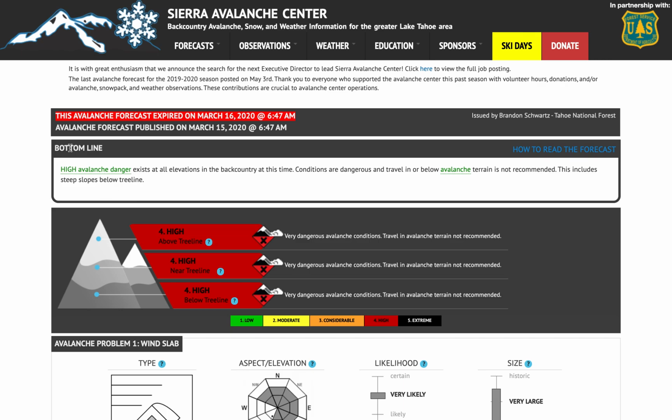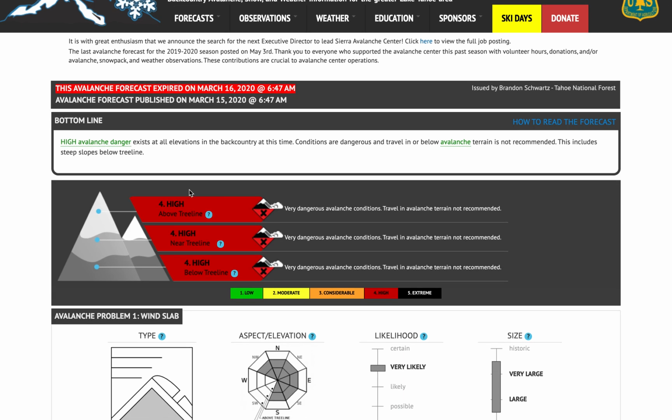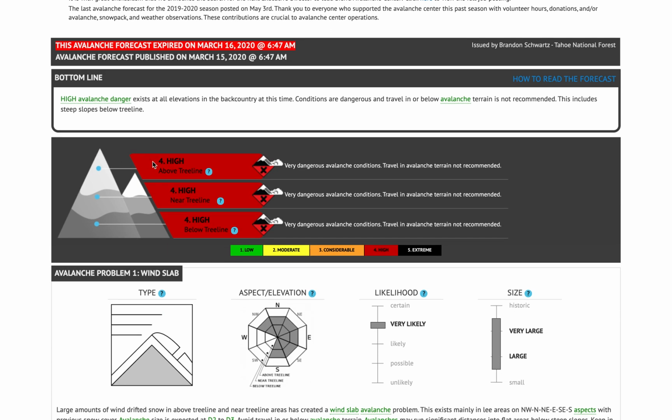So the first thing you should do is read the bottom line, and essentially the bottom line is, if there's one thing you had to read on the avalanche forecast, it'll be this. Then the next thing is you look at this elevation profile. So this is kind of a big picture view of what the avalanche risk looks like for that day.